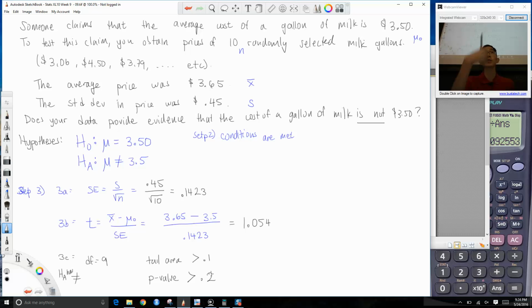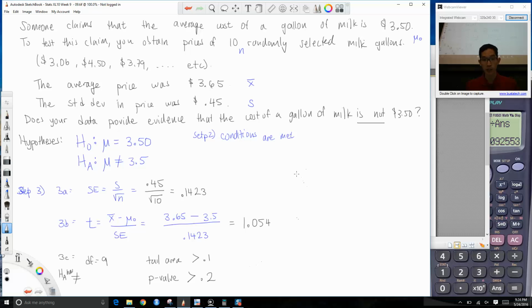We have another question. 9 given in 3C. Huh? 9 degrees of freedom? Where did I get that? So degrees of freedom is n minus 1. Okay, what's n? 10. It's my sample size. Okay, so I do n minus 1. All right, so my p-value is greater than 0.2.